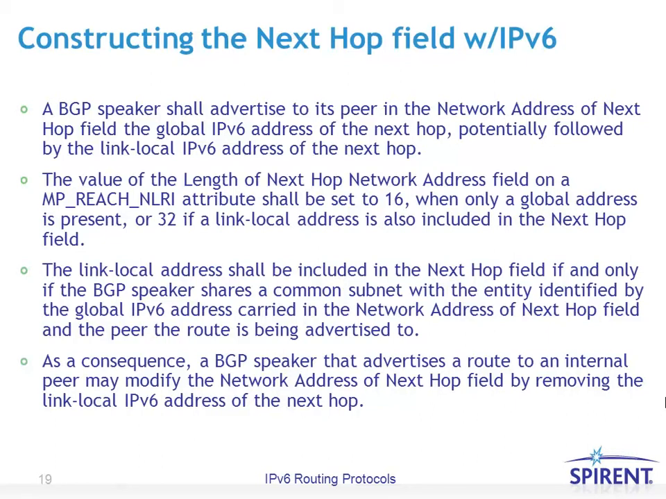A BGP speaker would only include the link local address if it shares a common subnet with the entity identified by the global IP address carried in the network address of the next hop field, and the peer of the route being advertised to. As a consequence, a BGP speaker that advertises a route to an internal peer may modify the network address of the next hop field by removing the link local IPv6 address of the next hop.